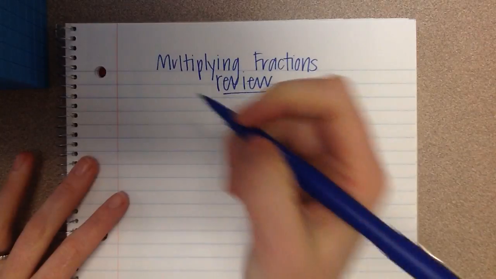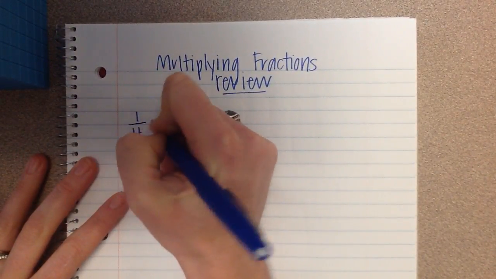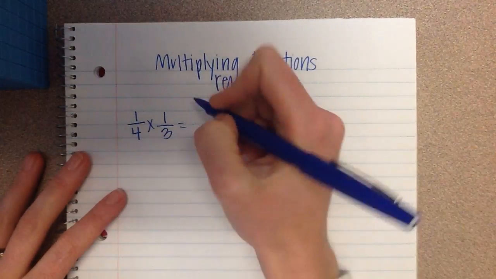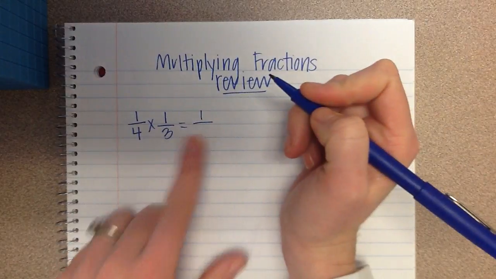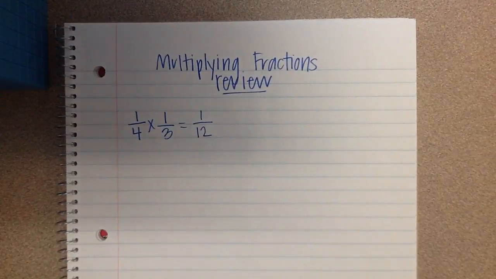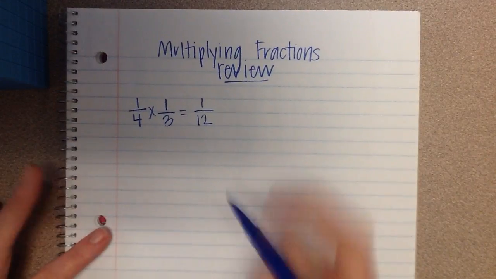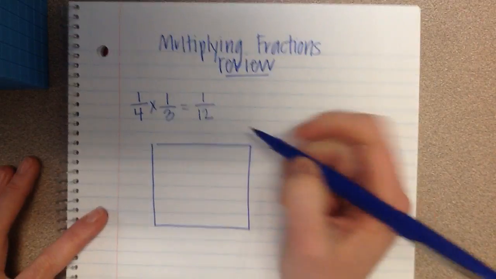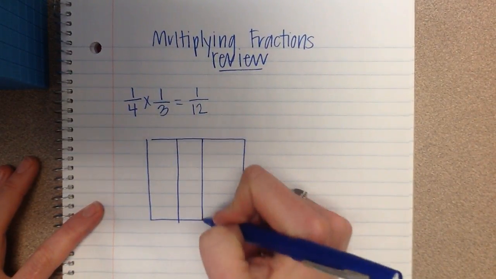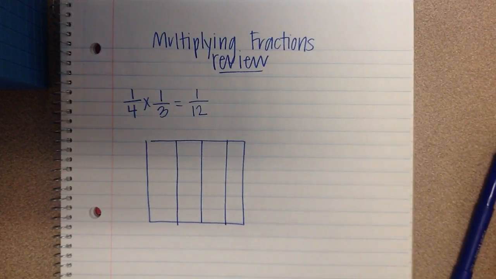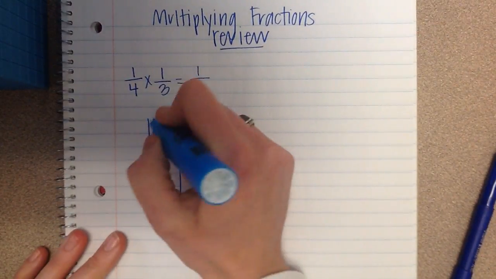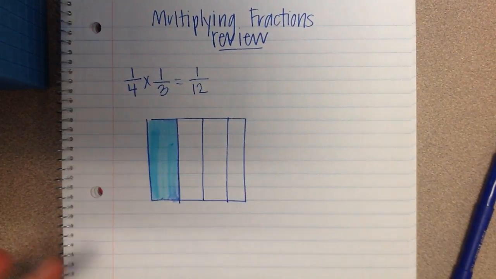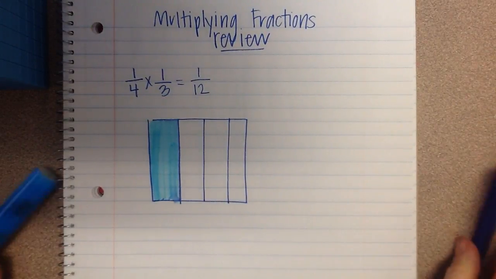So one thing, if we have 1/4 times 1/3, you guys all know by now that 1 times 1 equals 1 and 4 times 3 equals 12. You got your answer, okay? So let's look here. If I have a box and I break it into fourths and I color in 1/4, okay? I colored in 1 out of 1, 2, 3, 4.